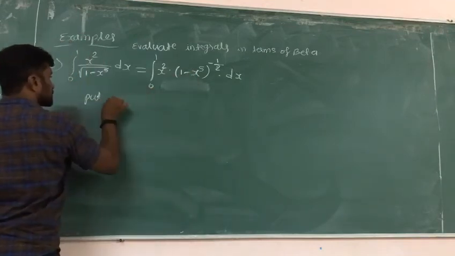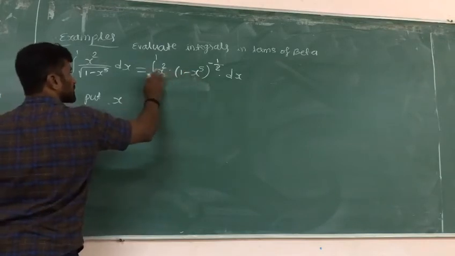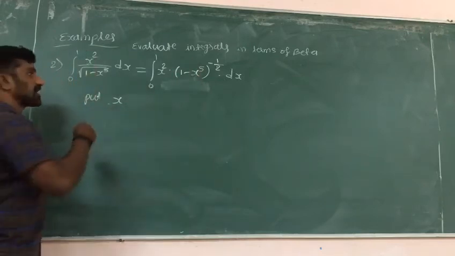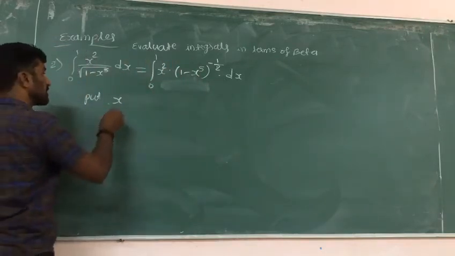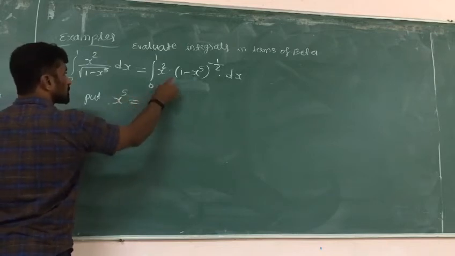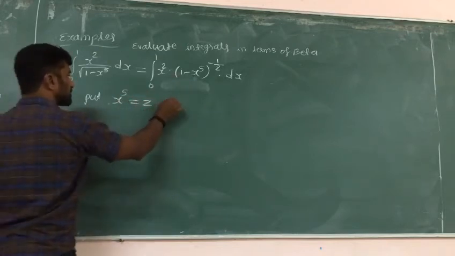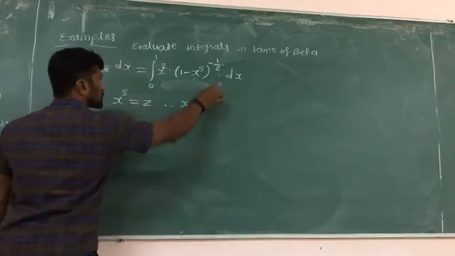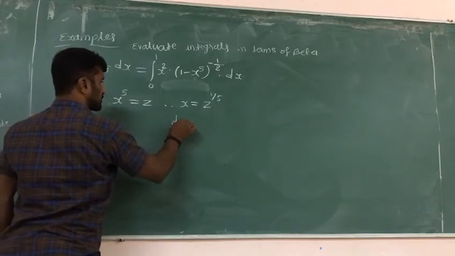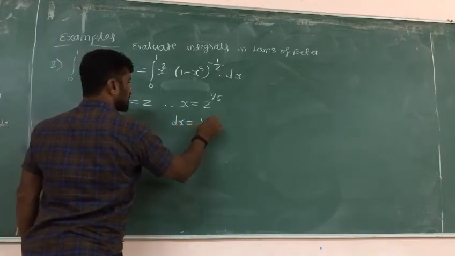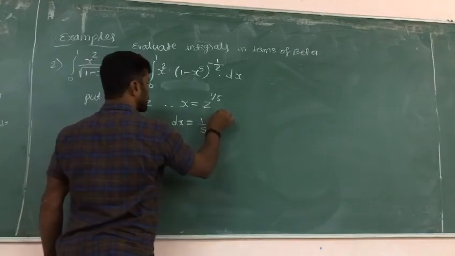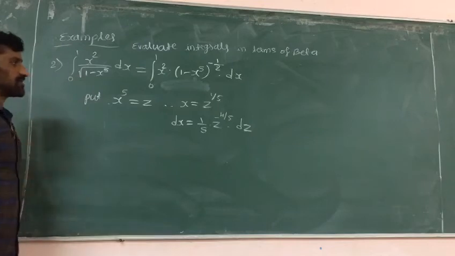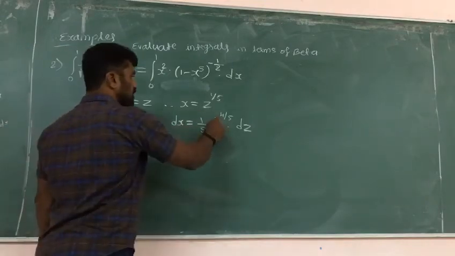So I can put x raised to 5. Leaving the rest aside, in the 1 minus something there is a variable, and we need to focus on that. Put that as another variable: x raised to 5 is equal to z. Therefore x is equal to z raised to 1 by 5. So dx, differentiating, is 1 by 5 into z raised to minus 4 by 5 into dz. Clear? Differentiation of x raised to n is n into x raised to n minus 1.